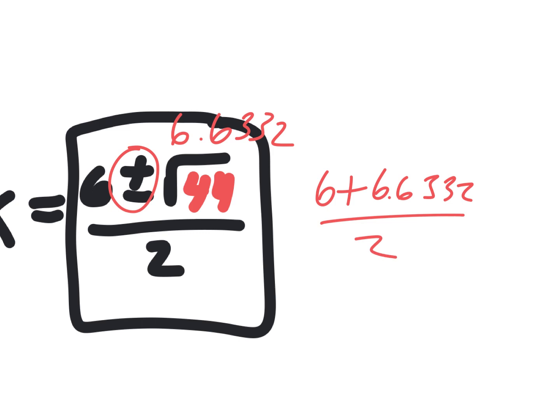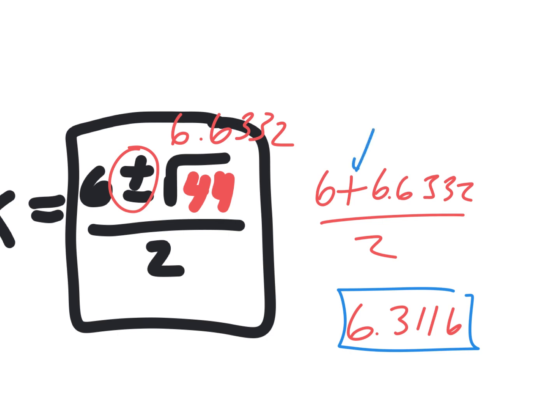Here, let me show you. What is 6 plus 6.6332? What is 12.6332 divided by 2? 6.3116. That's my first answer. And then I'm going to do it again, except with a minus right there. What is 6 minus 6.6332? What is negative 0.6332 divided by 2? Negative 0.31.